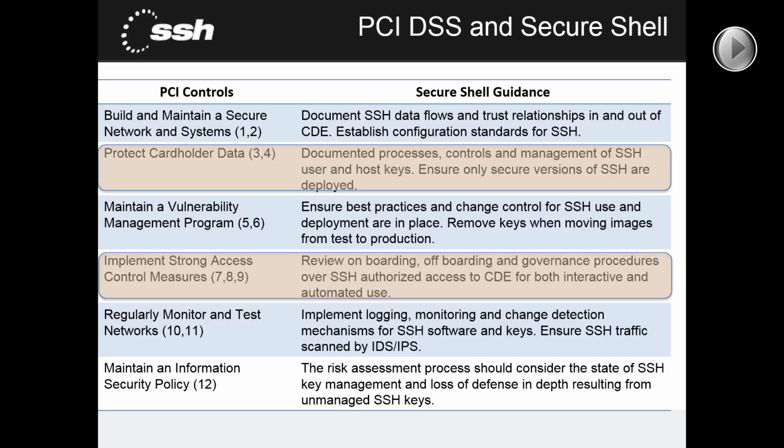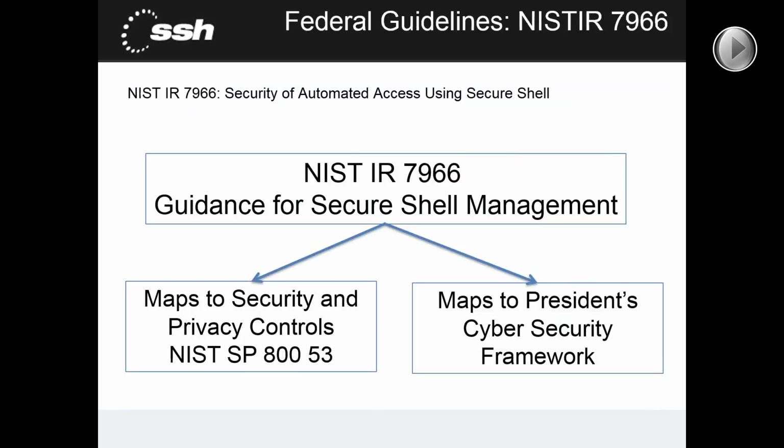Implement strong access control measures. Review onboarding, offboarding, and governance procedures over SSH authorized access, both interactive and automated use. So again, just like with passwords, anytime you provision a user account, in this case you provision a key or an authorization, there needs to be governance around that so that you know who has access to what, and how that process and procedure works for removing that access once a user leaves the company or the process is no longer used.